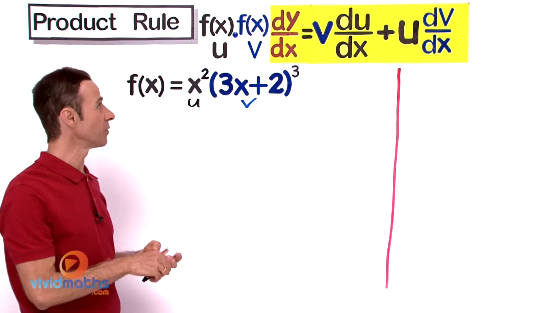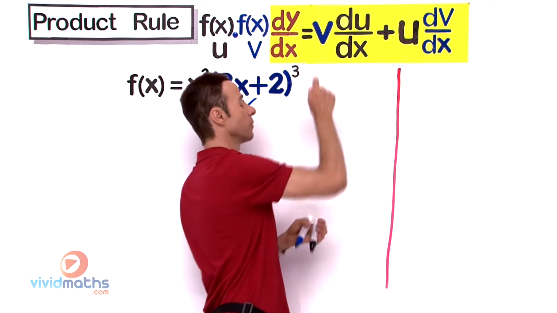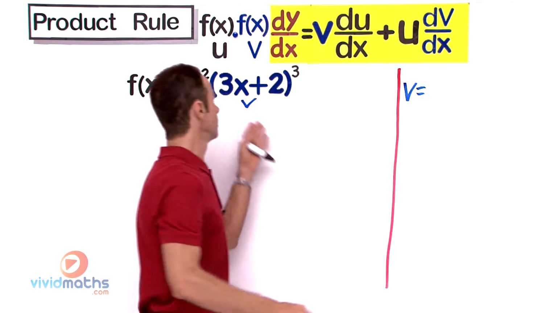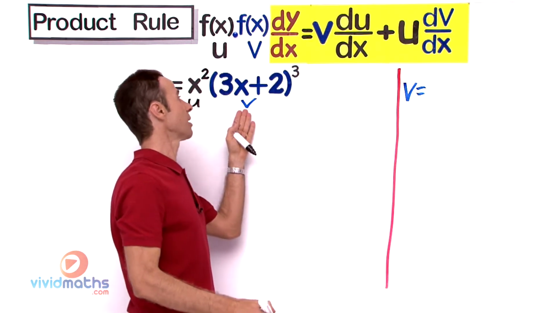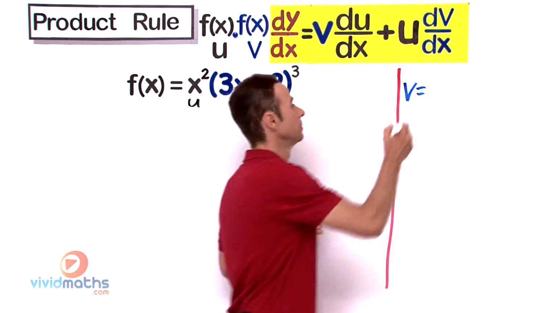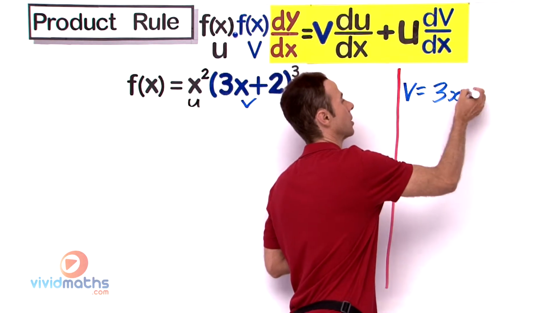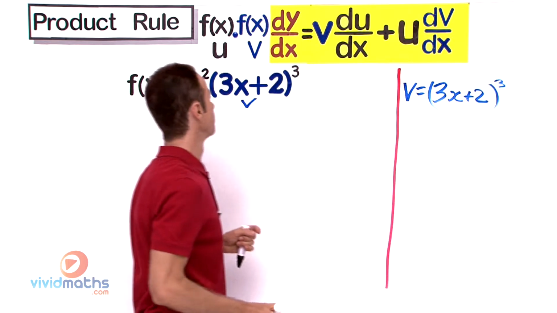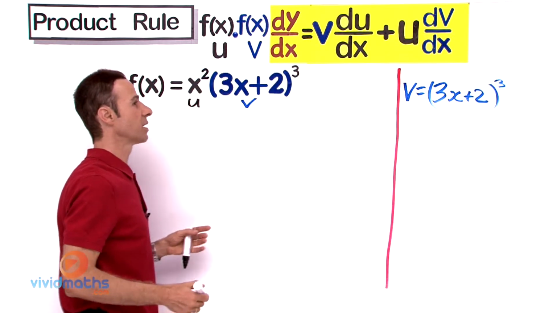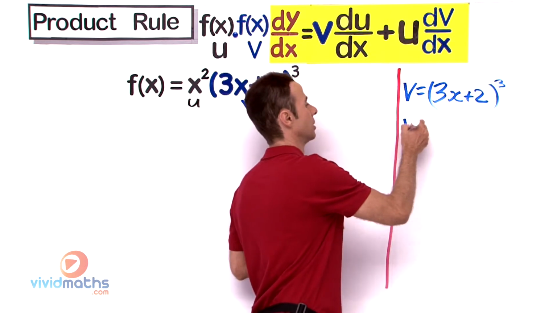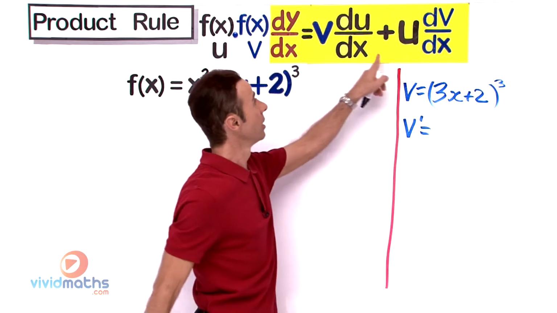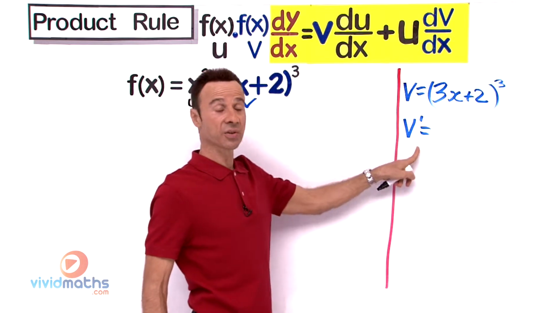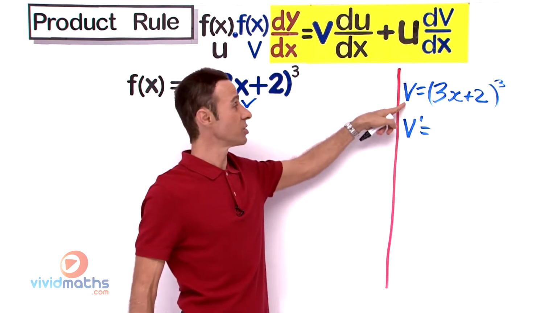So let's first find what the product rule asks for, starting with v. v is equal to, just copy it right out, 3x plus 2 all cubed. Okay, that's our v. Let's get v dash, in other words dv dx. v dash is the same thing. Let's get the derivative of v.